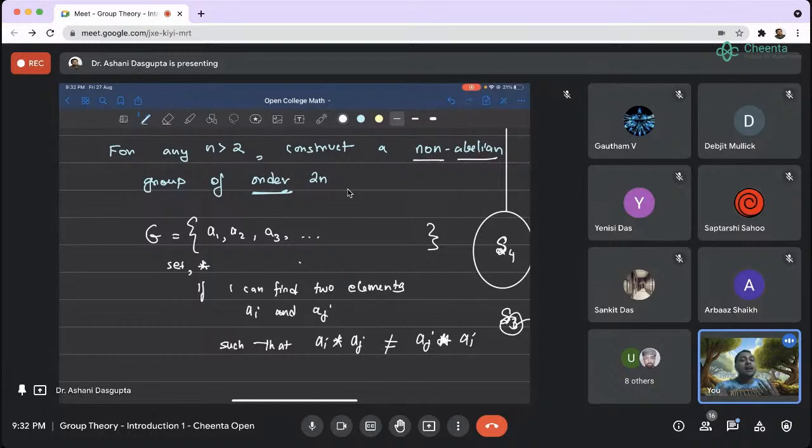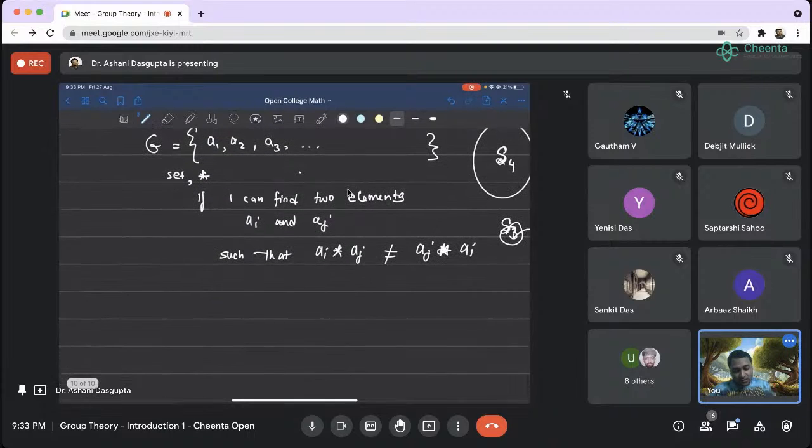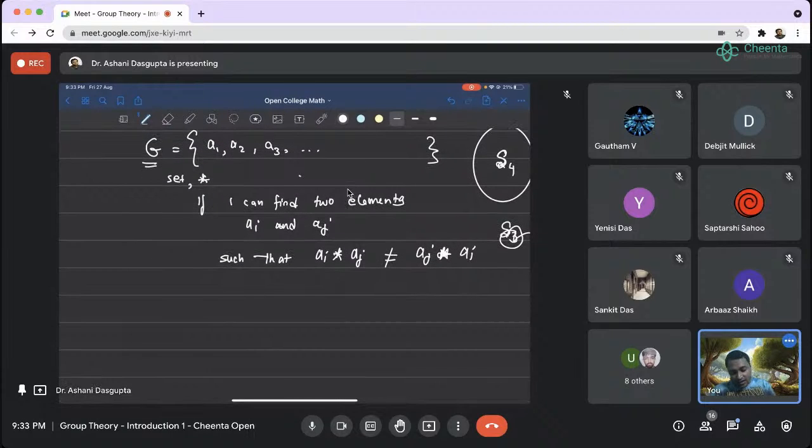We are not asking this for every pair of elements. Be very careful about it. There can be two elements such that AB equals BA happens, even in a non-abelian group. That can happen. But we are just saying there is at least one pair of elements where this does not happen. Okay, so that's what this set G is all about. Non-abelian group G is all about.